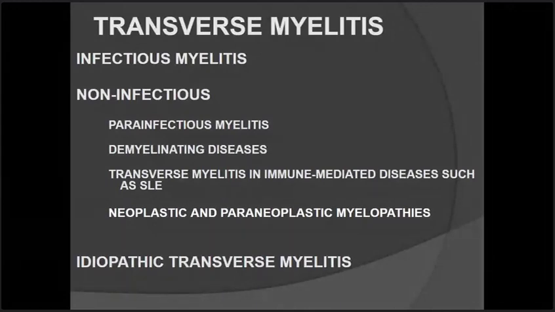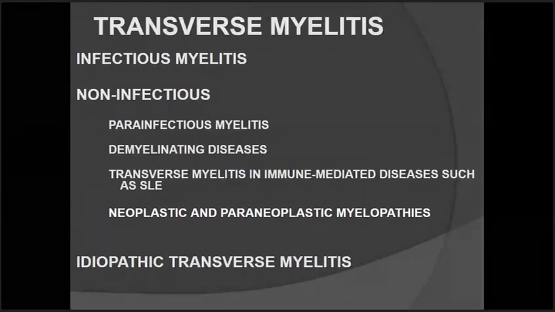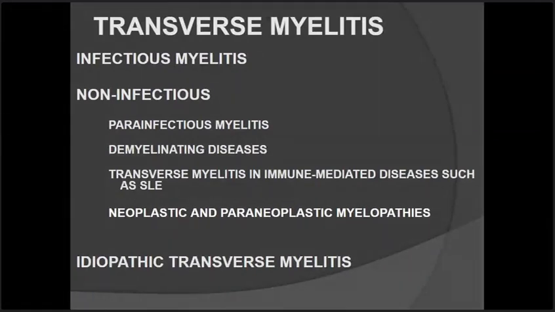Neoplastic and paraneoplastic. Paraneoplastic is the immune response to the neoplasm, which can give transverse myelitis. And neoplastic, although it is rare, bilateral involvement may exceptionally be found in lymphoma. 25% of transverse myelitis is idiopathic.